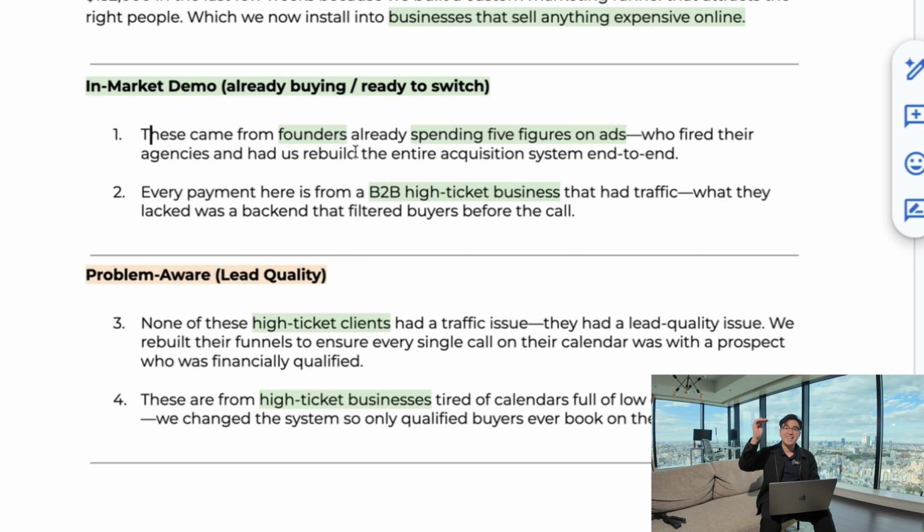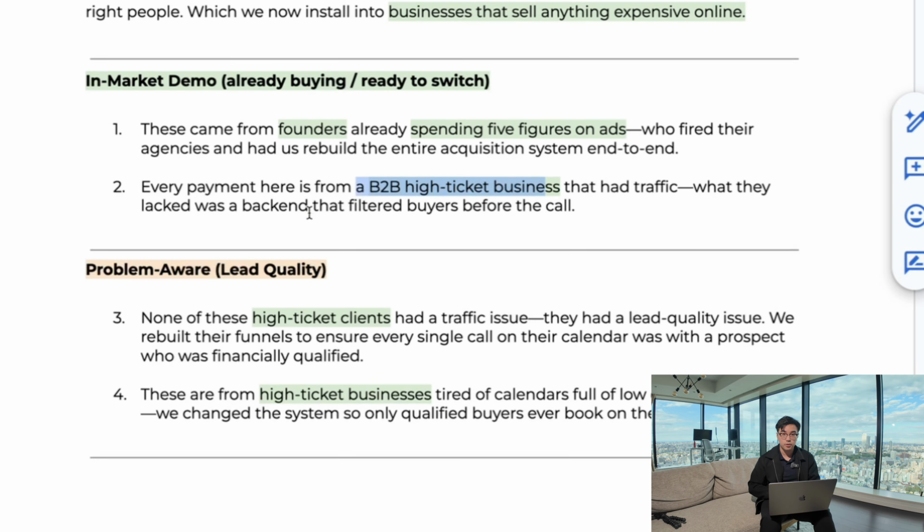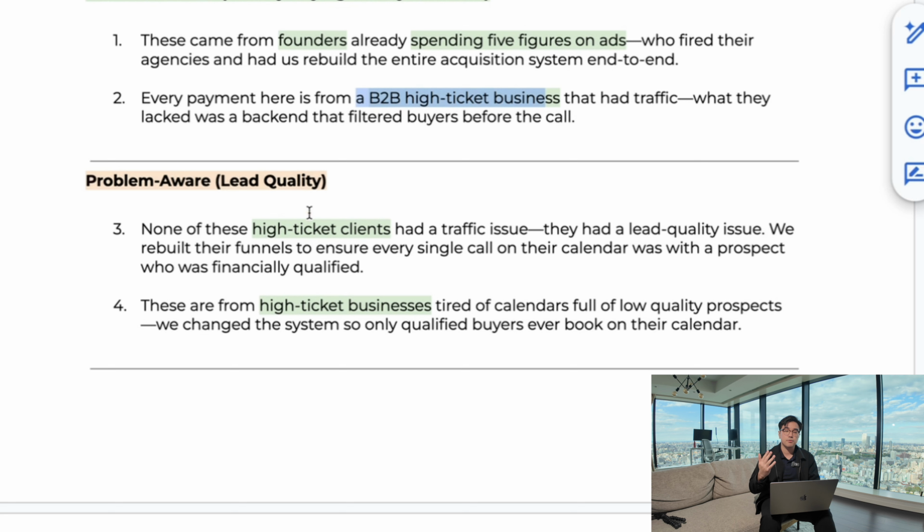Next bridge: 9K, 9K, 9K, 9K. That's the hook that I say. Every payment here is from a B2B high-ticket business that had traffic. What they lacked was a backend that filtered buyers before the call. Direct ICP call: B2B high-ticket businesses. Problem: they didn't have a backend that filtered buyers before the call. So that's indirect qualification for lead quality.